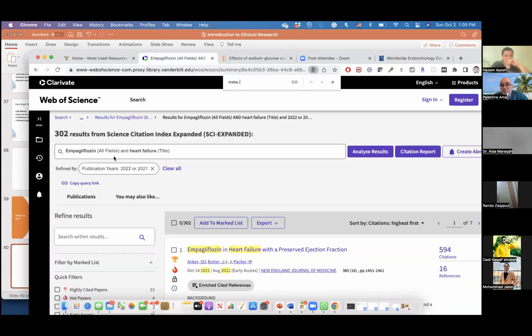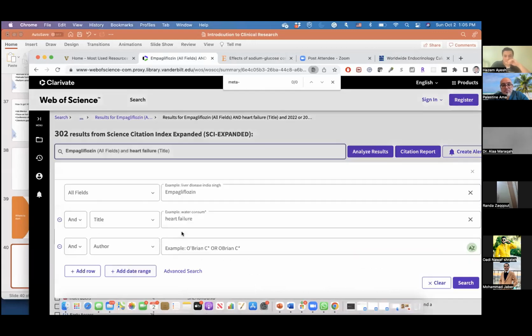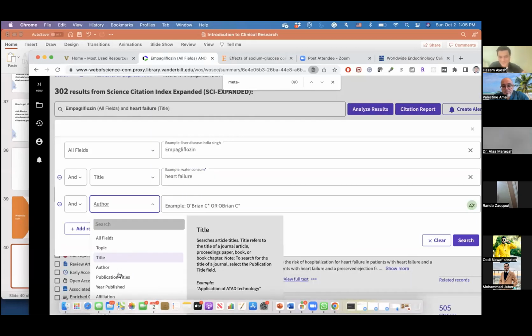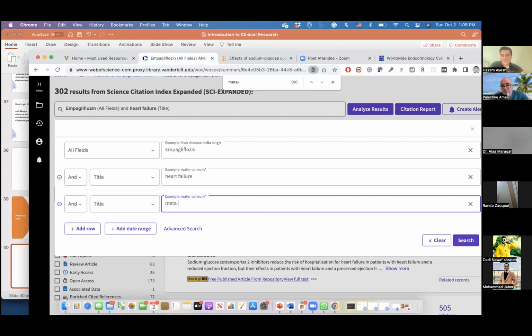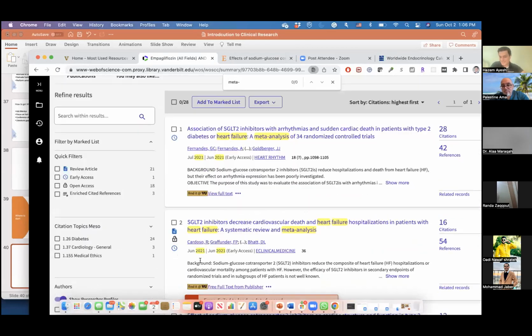So here, if you go here, you can, in the title, because most of the meta-analyses mention meta-analysis in the title, or the body, or the abstract. So you can just go here and see the title and say meta-analysis, for example. So when you search, they're only going to bring you the meta-analyses.